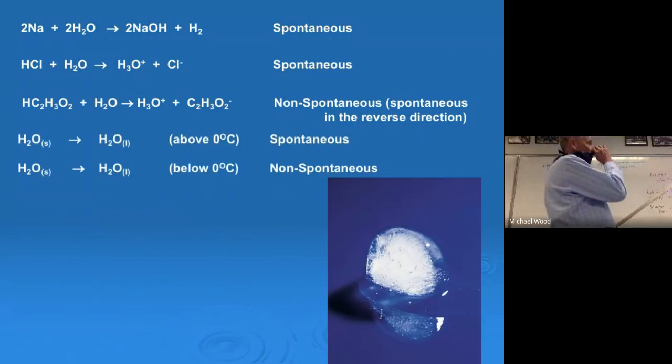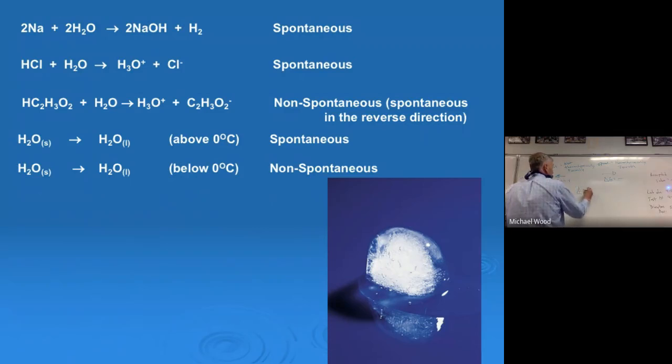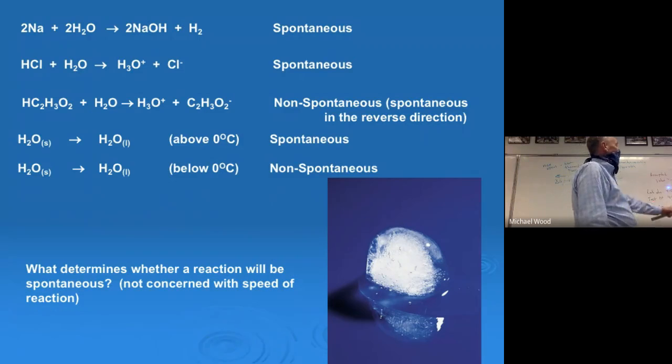And then another factor that's going to play in here: if I have H2O solid, ice, to H2O liquid, it'll be spontaneous above zero. But if I take H2O solid and H2O liquid below zero, it'd be non-spontaneous. So the factors that this delta G, which again I'm going to come to more, hopefully a week from tomorrow. So what determines whether a reaction will be spontaneous? Well, really it's going to be this delta G. If it's negative, it's going to be spontaneous, which means the reaction is just going to occur. If it's positive, it will not be spontaneous. Okay, so here are the factors.